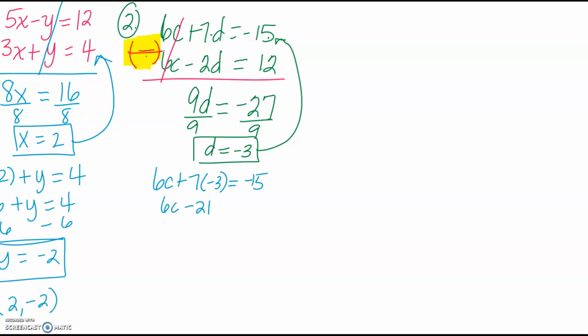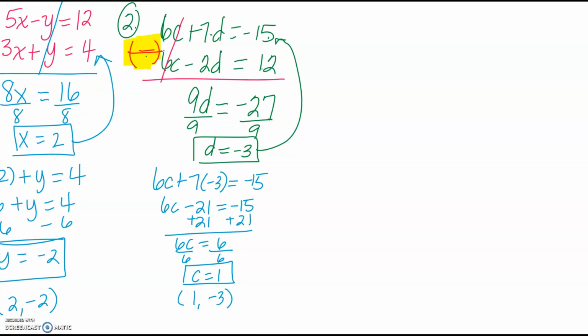6C minus 21 equals negative 15. I add 21 because I want to solve for C. 6C equals negative 15 plus 21, which is 6. And that means C is going to equal 1. C comes before D, so my solution to this system is 1, negative 3.